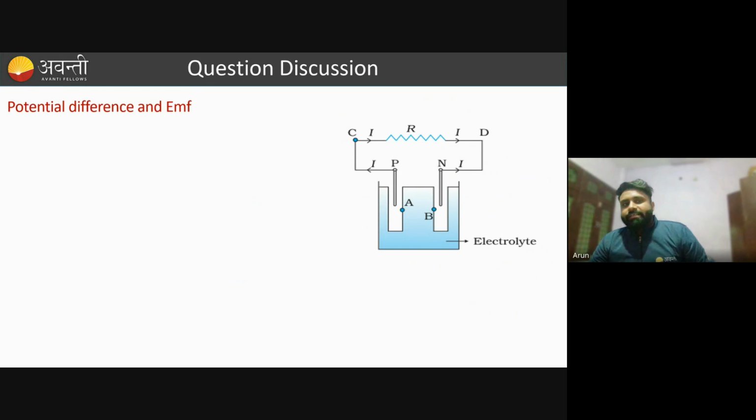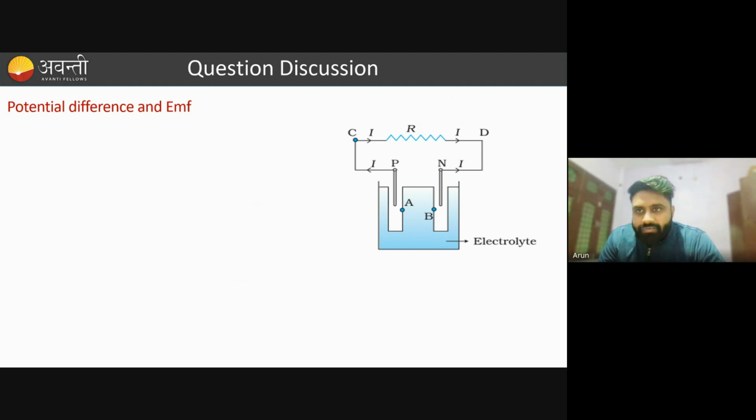Now potential difference and EMF. These two are the same term but for different context. We can say that EMF is also equal to potential difference, but in a particular situation. Like this is the battery, these are positive and negative electrodes, or you can say this is anode and this is cathode. So current will flow from positive to negative terminal. So this is the current, this is the load resistance we have applied, and this is the electrolytic solution of the battery.